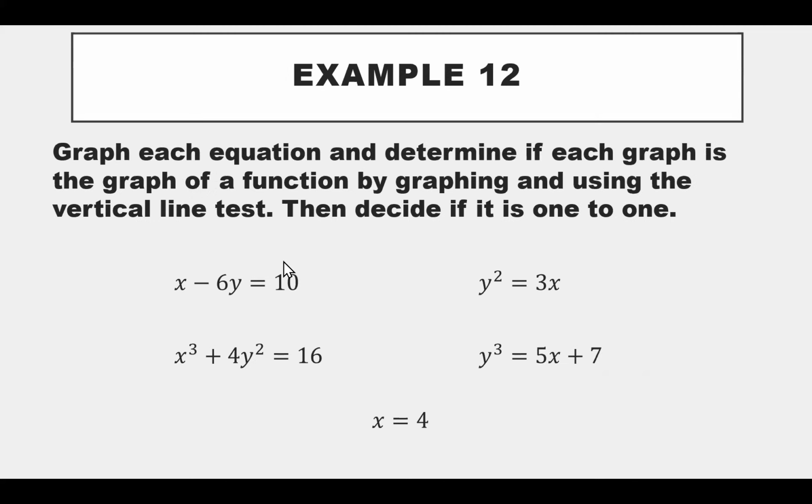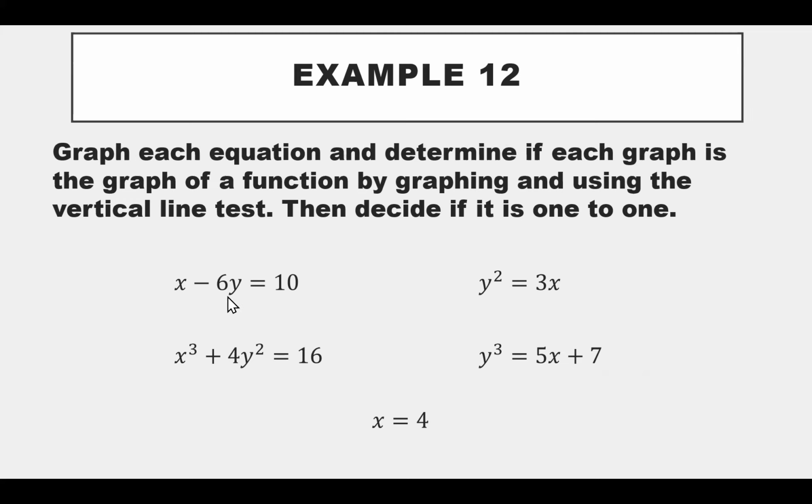Let's take a look at some graphs of functions. Let's graph each equation, determine if that equation gives us a function, and then determine if that equation gives us a one-to-one function. A function is determined by a vertical line test. One-to-one would be determined by a horizontal line test.